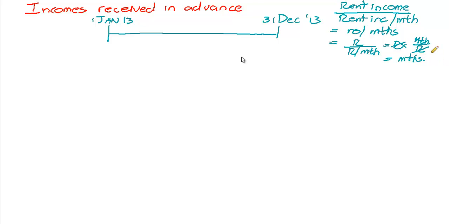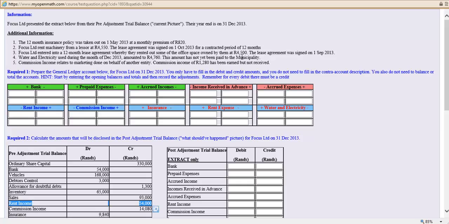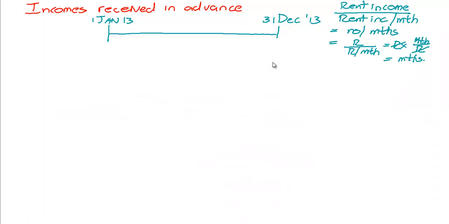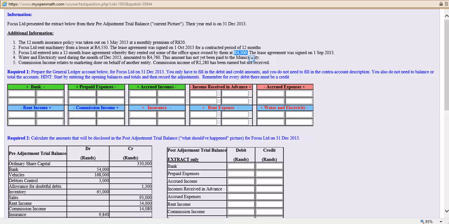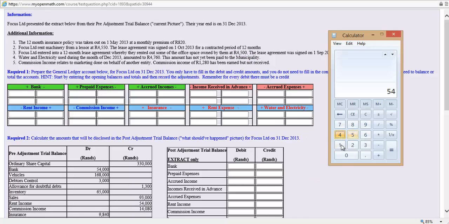Okay, that was just a long explanation to show you that the rent income that we've got here, 54,000, if we divide it by the rent income per month, 4,500, I'm going to get the number of months that I've actually received rent for. So I'll do that on the calculator, 54,000 divided by 4,500, and that gives me 12 months. So I've received rent for 12 months.